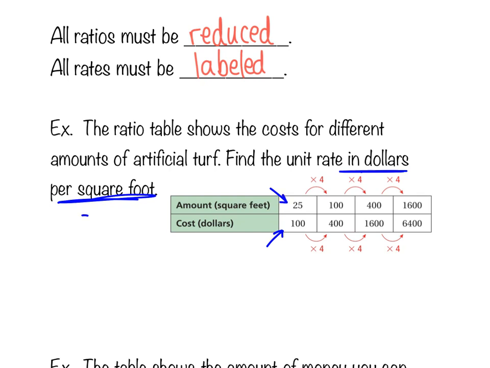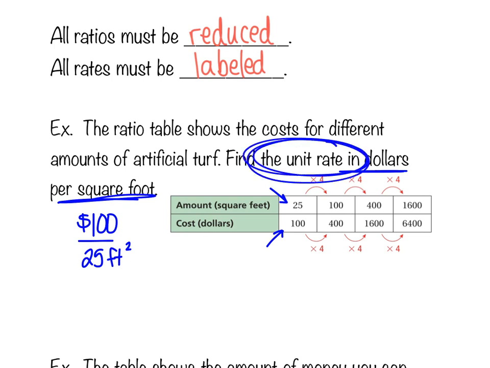So $100 divided by 25 square feet, which remember you can write square feet like this. And so I'm going to divide those two numbers, 100 divided by 25. Remember, that's how I find a unit rate. So I'm finding a unit rate here. So 100 divided by 25 is 4. And then I'm going to do my label. So the dollar sign actually goes in front, per square foot. $4 for a tiny square foot. And that's why it's so expensive to turf in those fields.